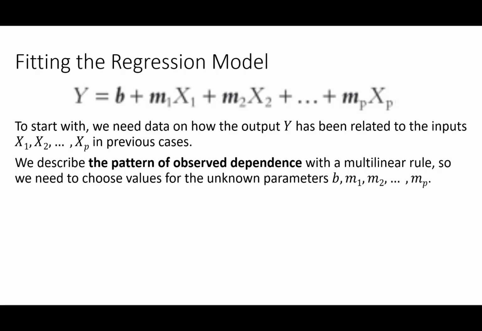So we describe the pattern of observed dependence with a multilinear rule. We're assuming that all of the relationships between the variables and the output are linear. There's no logs going in here, no exponential functions or anything like that. So all we have to do is come up with values for the unknown parameters, the intercept b, and all of the slopes for all of the different variables in the problem.